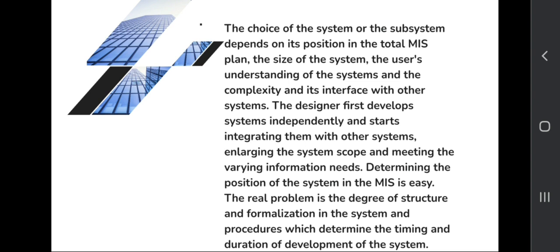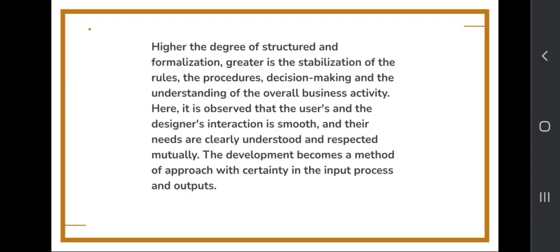Determining the position of the system in the MIS is easy, but the real problem is the degree of structure and formalization in the system and procedures, which determine the timing and duration of the development of this system. The higher the degree of structure and formalization, the greater the stabilization of the rules, the procedures, decision making, and understanding of overall business activity. Here, it is observed that the users' and the designers' interaction is smooth, and their needs are clearly understood and mutually respected. The development becomes a method of approach with certainty in the input, process, and output.